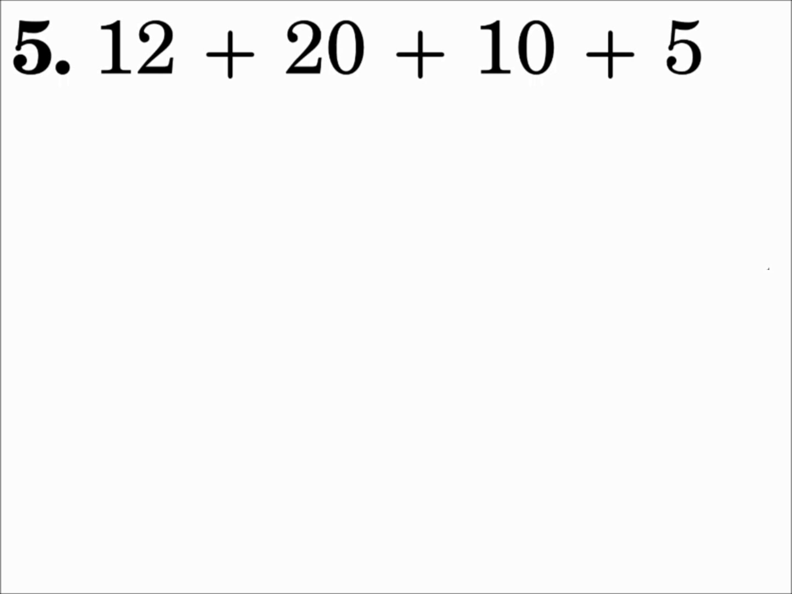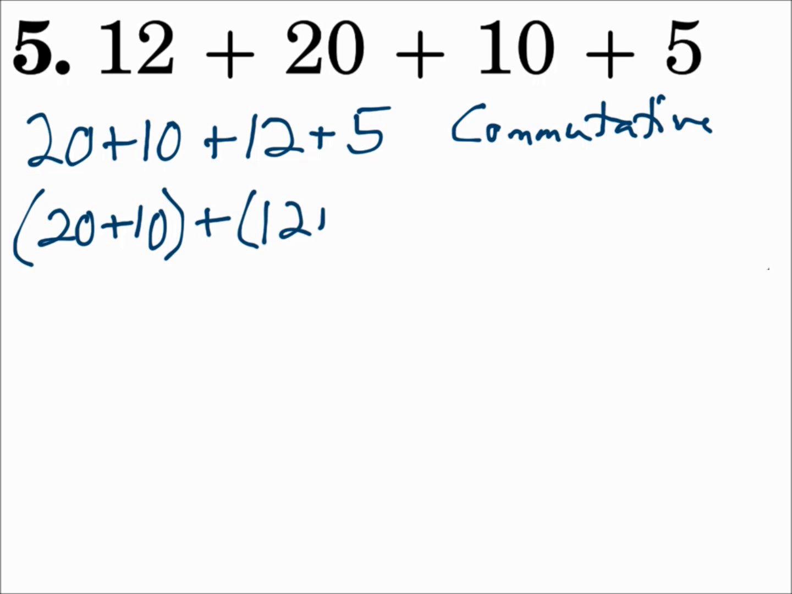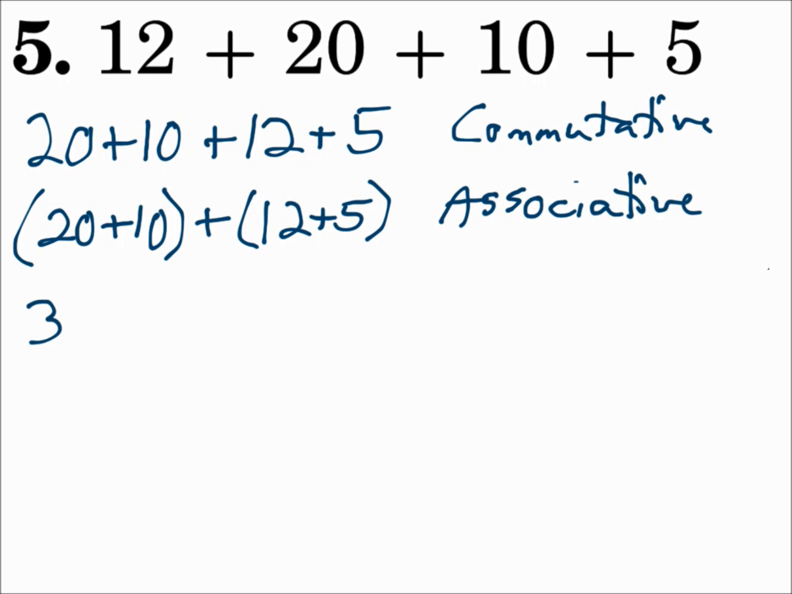For number 5, I can put the 20 and the 10 together and the 12 and the 5 together. That will give me easier numbers to do. Commutative property changes the order. Then I'll put parentheses around each of those groups with the associative property.